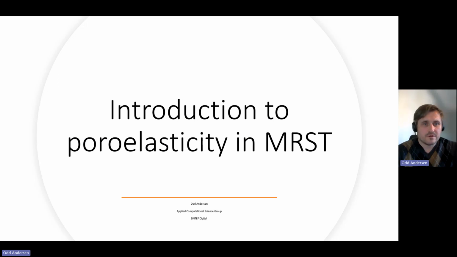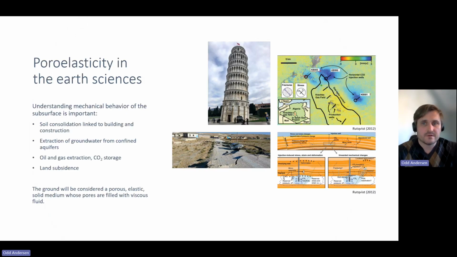So my name is Odd Andersen, and in this talk I will give a quick introduction to poroelasticity in MRST. There are many examples where we want to understand the mechanical behavior of the subsurface and how this is influenced by the flow of fluids.